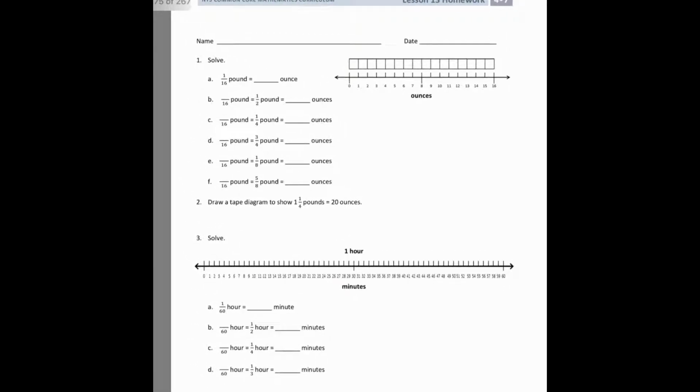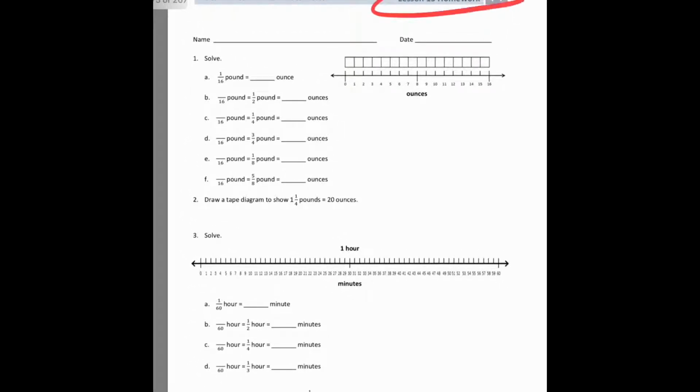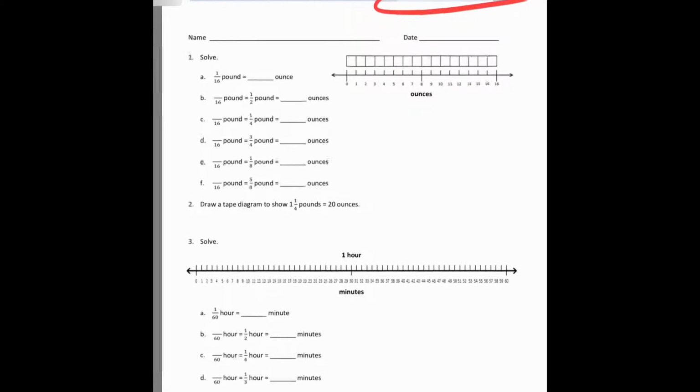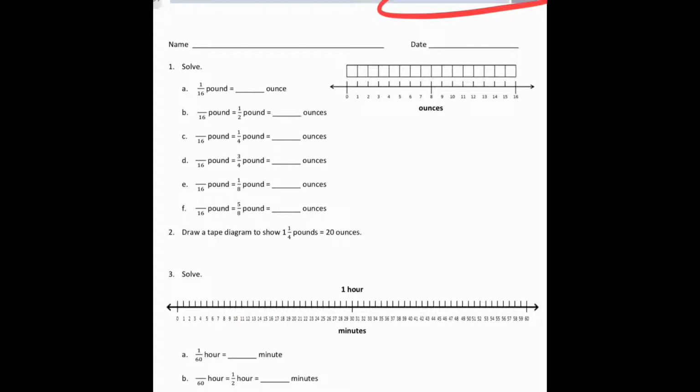Okay guys, I'm going to help you out with lesson 13's homework, and let's take a look at this first part. What it's asking us to do is convert, or talk about how many ounces are in that fraction of a pound.